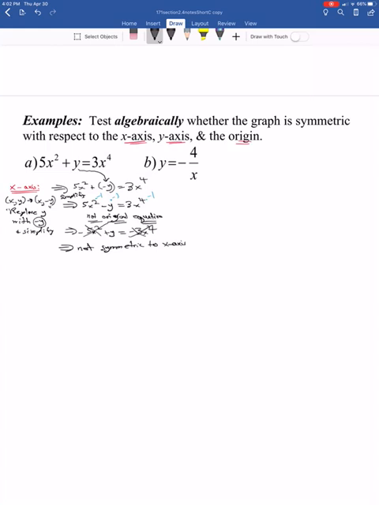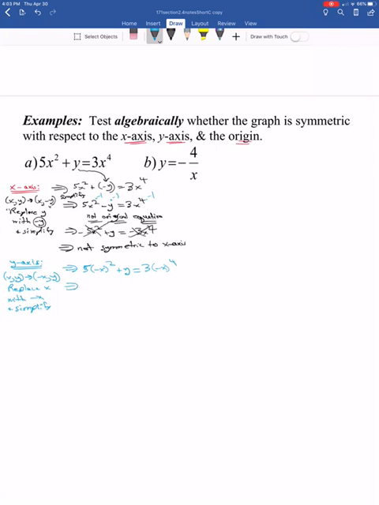Now let's go to the y-axis test. So with our y-axis, let's write down this test here. We'll do it in blue. For a graph to be symmetric with respect to the y-axis, every ordered pair x, y should produce the ordered pair negative x, y, right? Replace x with negative x and simplify. See if you can get back to your original equation. That's our goal. So as we do that, well, what happens in this equation? 5x squared becomes 5 times negative x squared plus y equal to 3 times negative x to the fourth power.